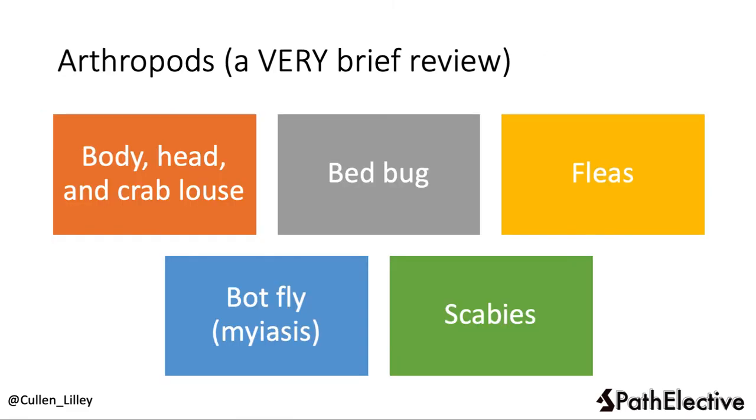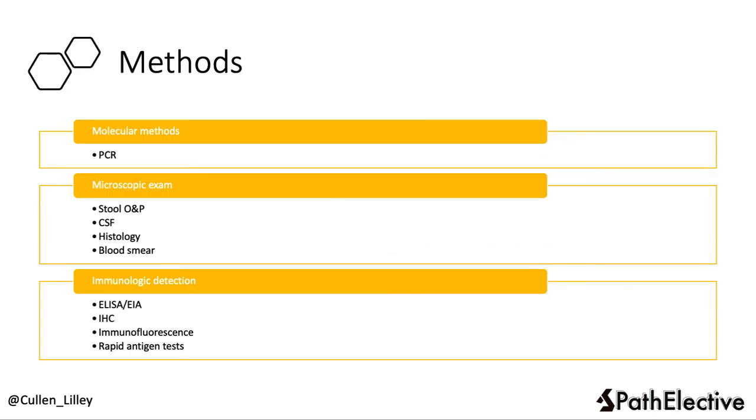So then let's look at the arthropods again very briefly. We have head, body, and crab lice. We have the bed bug, fleas, and bot flies, which can cause myiasis, which is when they lay their larvae inside the skin, and then the larvae start to pupate inside the skin and can crawl out. Scabies is where the mite burrows into your skin. So these are all examples of arthropods.